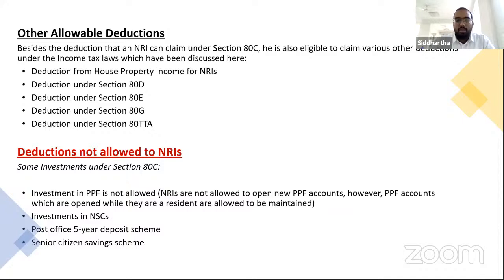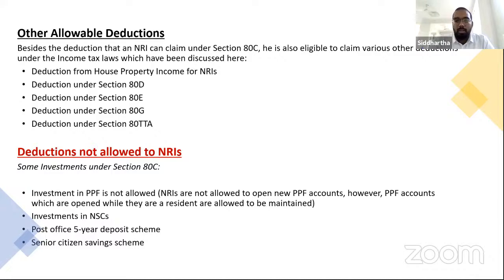Other deductions that are available apart from 80C are deduction of interest on house property. Deduction under Section 80D for health insurance premium. Deduction under Section 80E, which is for payment of education loan. Deduction under 80G for donations that are made. Deduction under 80TTA, that is for savings interest, up to 10,000 you can claim.